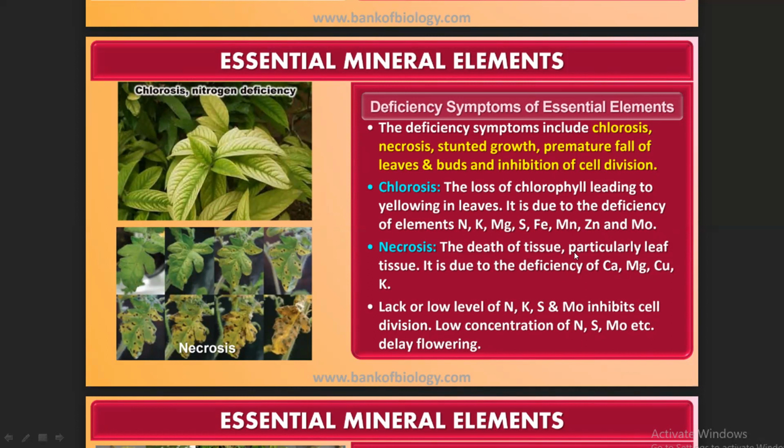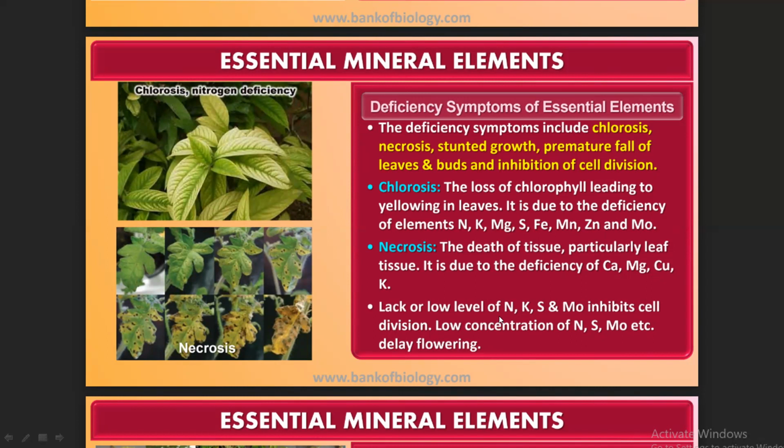Necrosis is death of the tissue. The tissue will turn completely brown. The leaf will completely die. Chlorosis, leaf is turning yellow because of loss of chlorophyll, and necrosis, the leaf dies. But it will start with chlorosis because it will lose chlorophyll, and then sometimes it directly dies. So the deficiency due to calcium, magnesium, and copper.